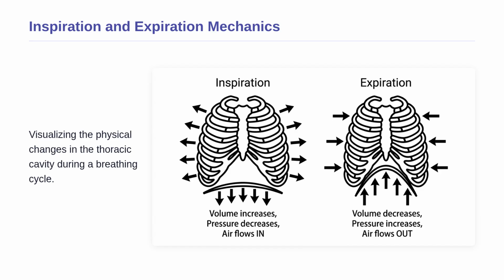On the right, we see expiration. The arrows reverse. The ribcage shrinks inward, and the diaphragm relaxes upward into a dome shape. This decreases the chest volume, which increases the internal pressure, forcing the stale air out. This diagram perfectly captures the biological pump we have been discussing.